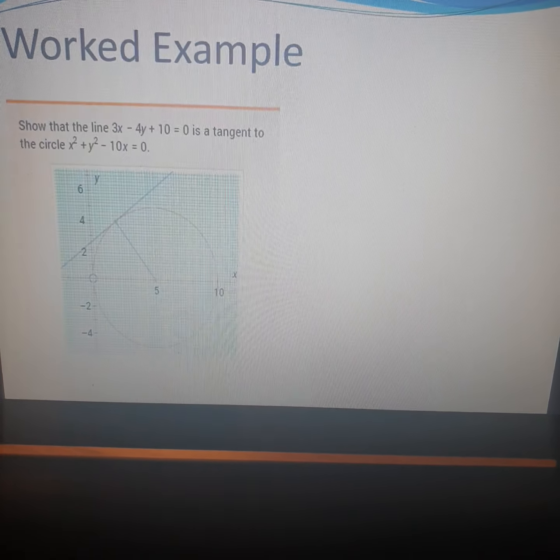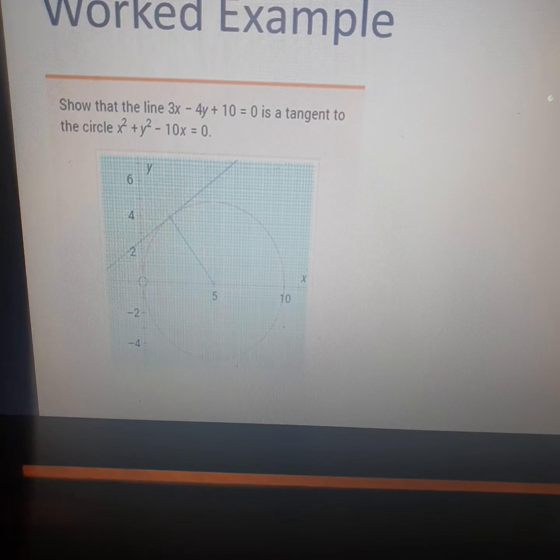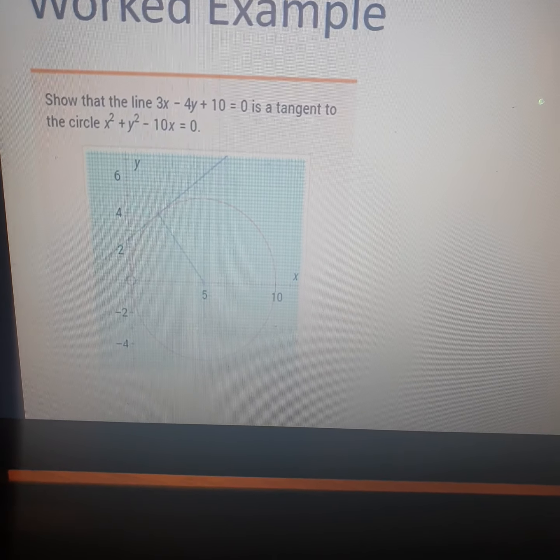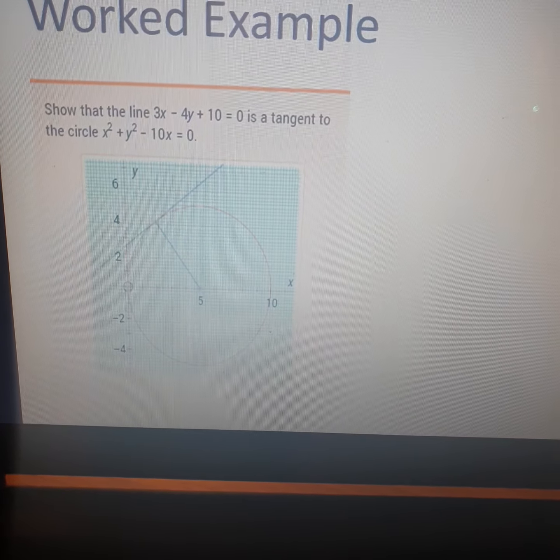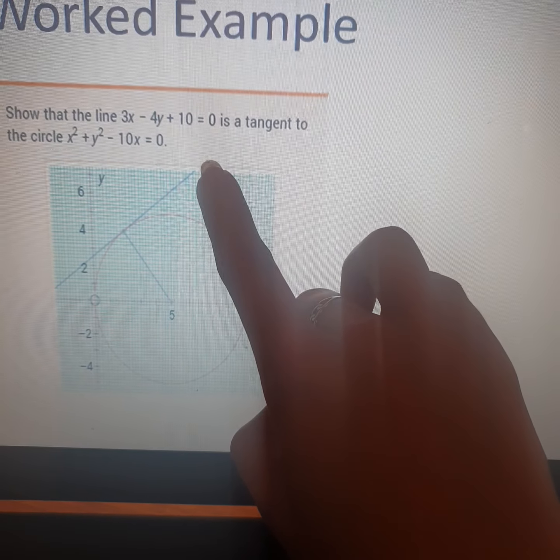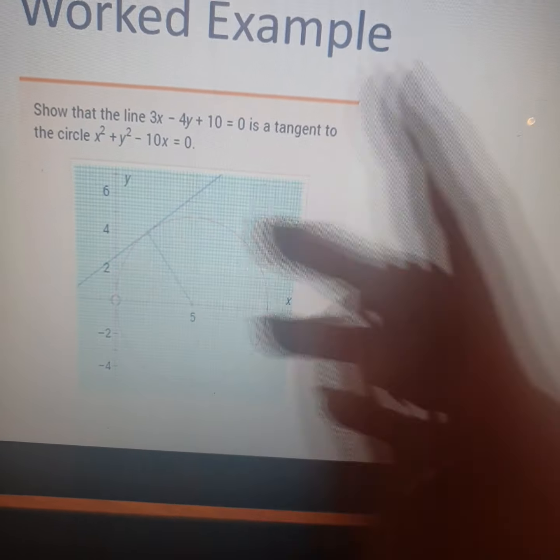So, worked example then. Say it said, show that the line 3x minus 4y plus 10 equals 0 is a tangent to the circle x squared plus y squared minus 10x equals 0. This is the equation of the line here. They actually drew it, so you can see that it's a tangent, but how do we prove it? What concepts do we use?